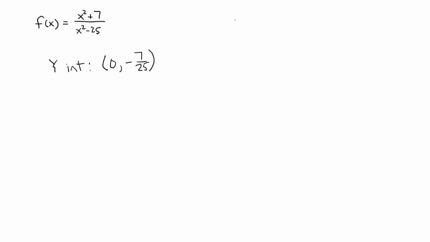And then for the x-intercept, I'm going to set x squared plus 7 equal to 0. And I'm going to subtract 7 from both sides, and we can see that x squared is equal to negative 7. And we know if we ever square a number, it cannot come out negative. So here we have no x-intercept.